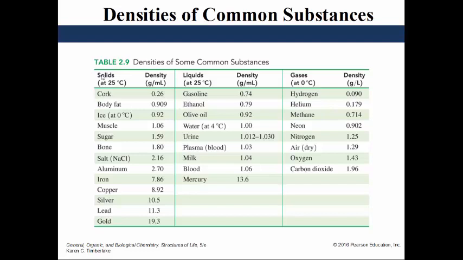As for gases, as you'd imagine, a lot of these will be lighter, less dense than water. Of this column, hydrogen, helium, methane, and neon will be less dense than water, so they will float. Then nitrogen, air, oxygen, and carbon dioxide, from this table anyway, are the only ones that would be more dense than water, so they would sink.